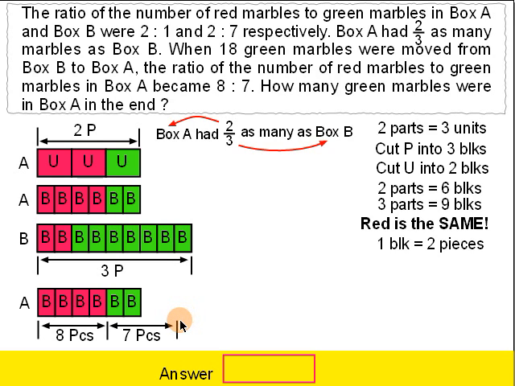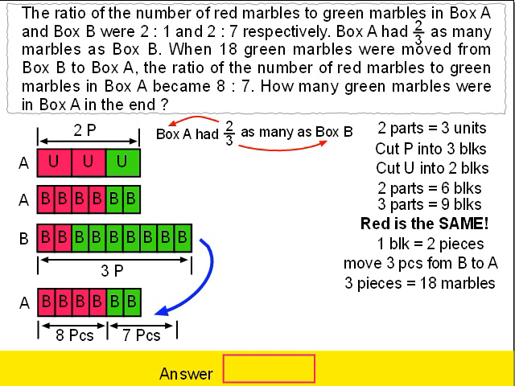Alright, currently we have 2 blocks here, which is 4 pieces, so we need another 3 pieces from box B. That means to say that the 18 green marbles from box B to box A is equivalent to 3 pieces. Alright, so 3 pieces is equivalent to 18 marbles, and therefore 1 piece is 18 divided by 3, which is 6 marbles. Okay, that means to say we move 3 pieces of green marbles from B to A. That's how we do it.